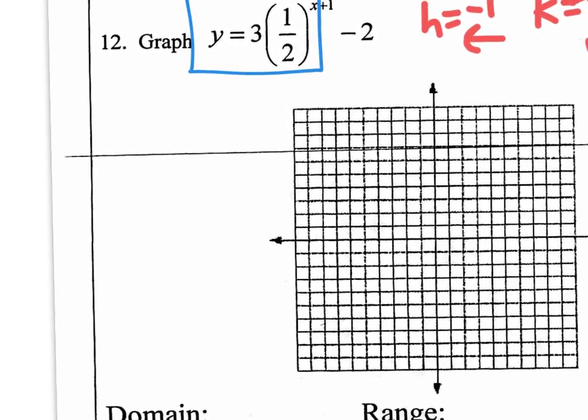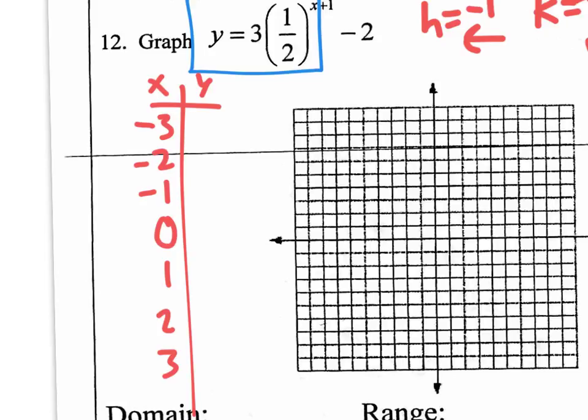And now I'm going to go for an xy table. And I'm going to plug in consecutive integer inputs. The numbers I plug in are going to be in order from least to greatest. So you really aren't going to plug in all these numbers. Just plug in one of them, like 0. 1/2 to the 0 power is 1. And 1 times 3 is 3. So when I plug in 0, I get out a 3. Agree?